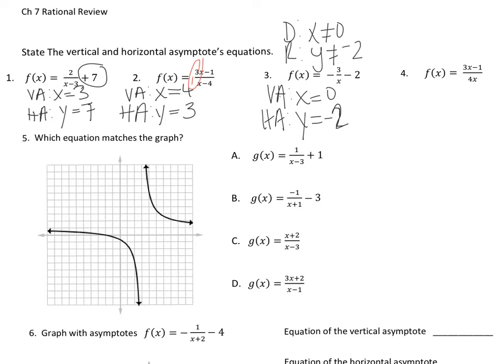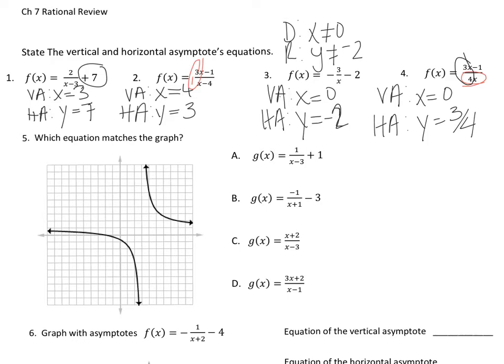Number 4. Again, this is in the ax plus b over cx plus d form. We take what makes the denominator 0, and that answer is still just 0, because I'm not adding the 4, I'm multiplying it. So my vertical asymptote is x equals 0, and my horizontal asymptote is the ratio of the coefficients, which in this case is 3 over 4. So y equals 3/4.